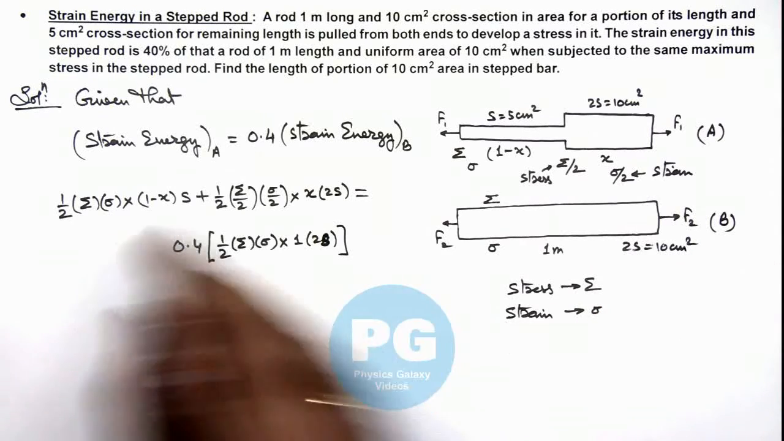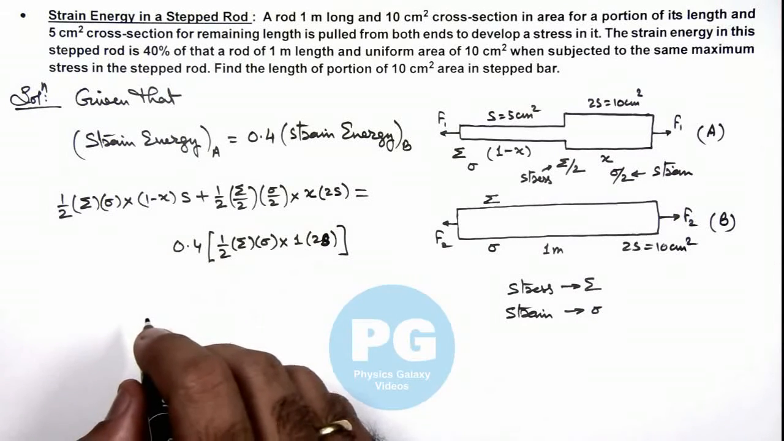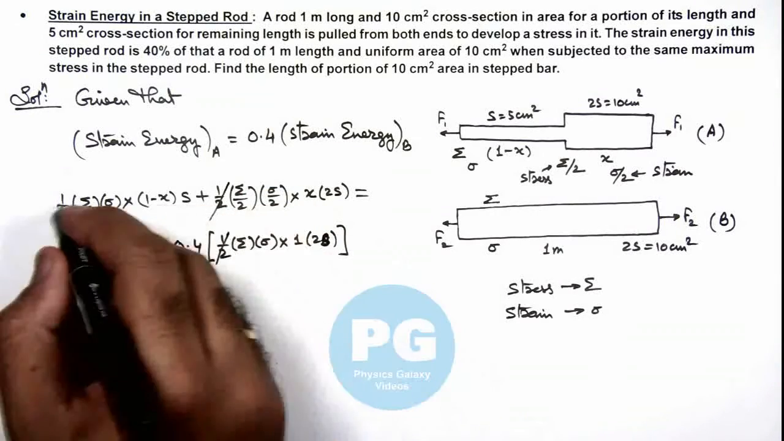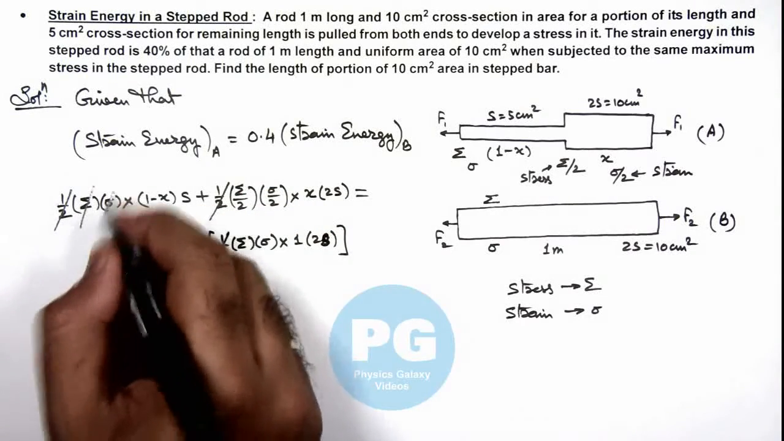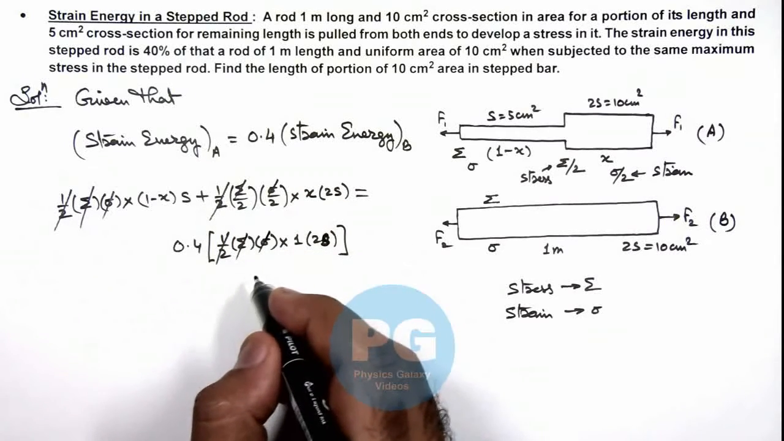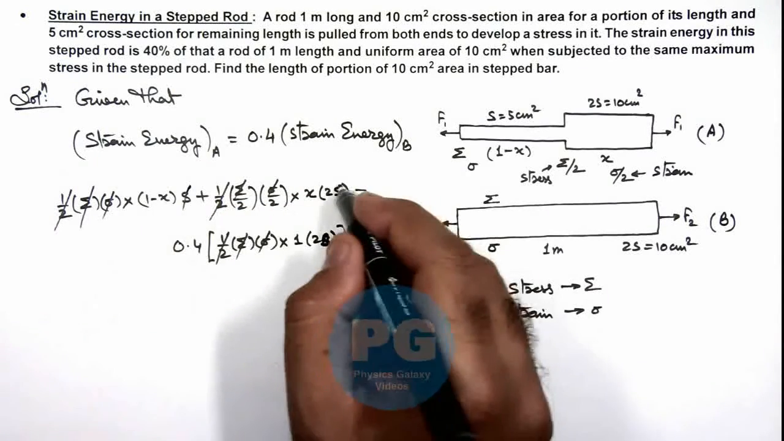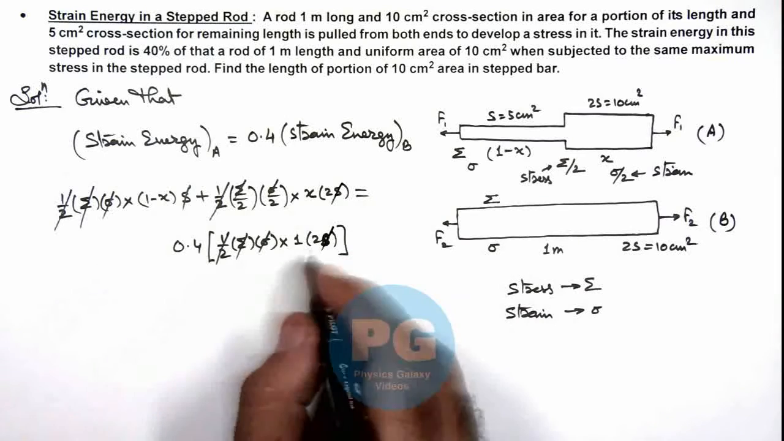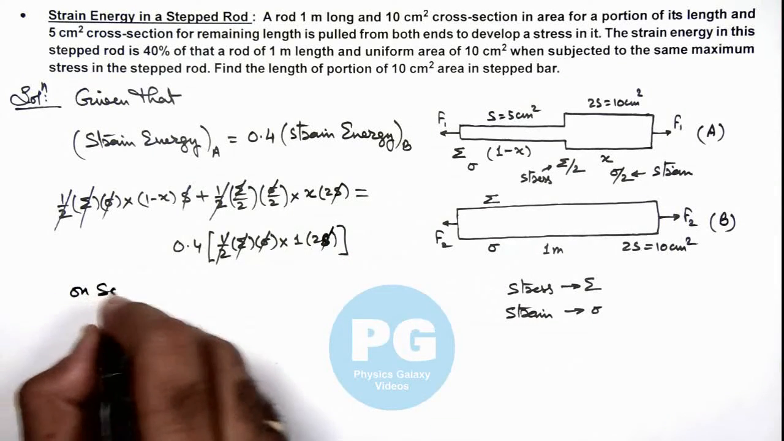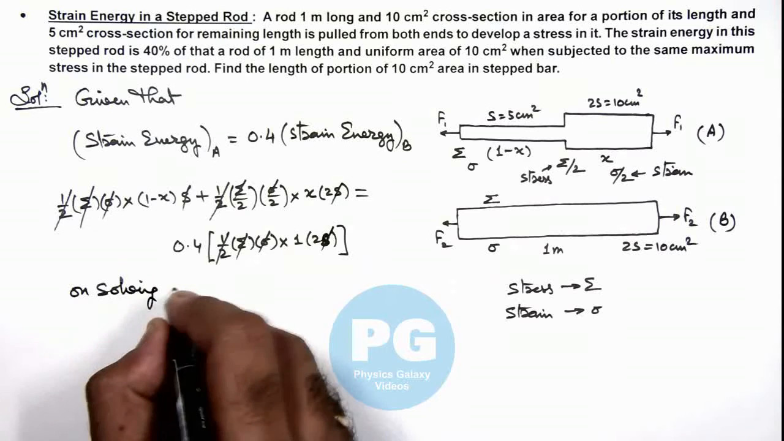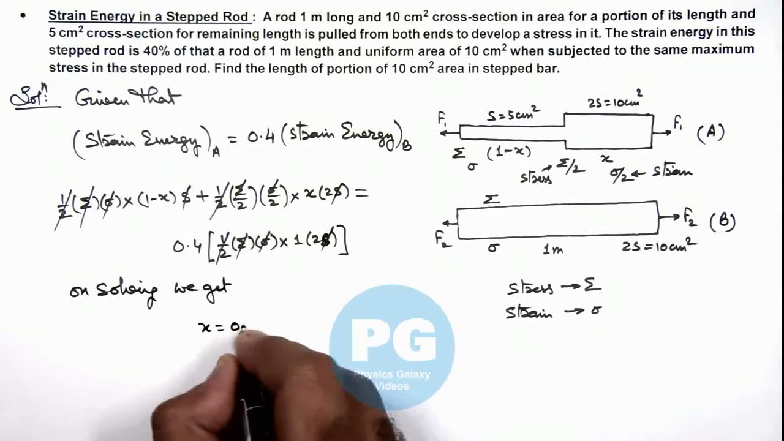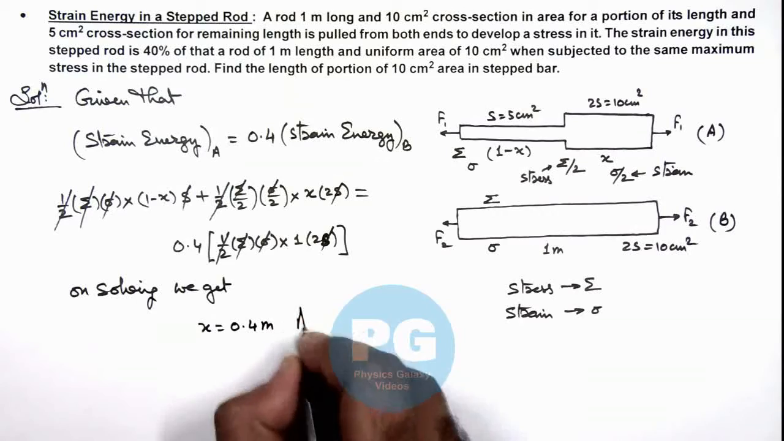Now we simplify this relation. Here you can see the value of half gets cancelled out and sigma will also get cancelled out, and here s also gets cancelled out, and if we simplify this relation, finally on solving we get the value of x is equal to 0.4 meter. That is the result of this problem.